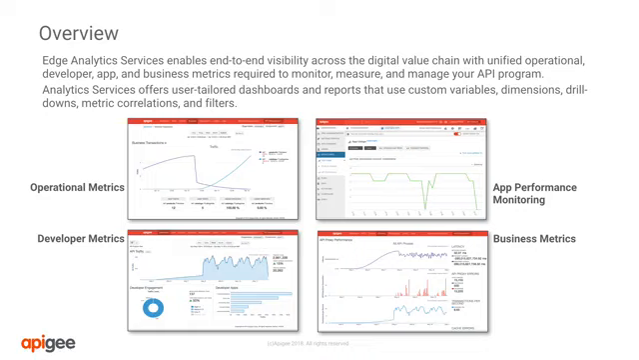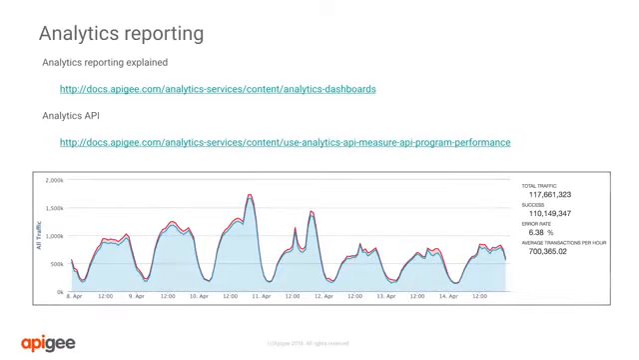metric correlations, and filters. For a deep dive into analytics reporting and the Analytics API, we have a number of resources on our website. docs.apigee.com/analytics services/content/analytics dashboards explains the various reporting dashboards available in Edge, covering topics from API proxy performance and business transactions to error code analysis and traffic composition. The second link covers all aspects of the Analytics API and how to use it to measure API performance.